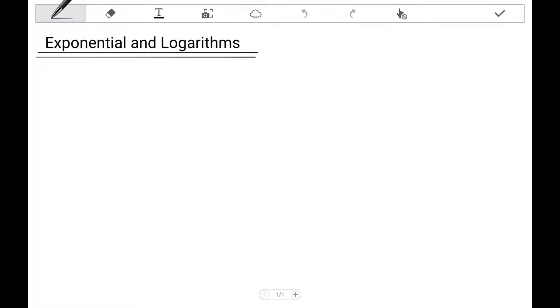I'm Alex, and this week we're going to be looking at exponentials and logarithms, which will tie into the Edexcel Module C2, and this is going to be chapter 3. So let's jump straight in with exponentials.